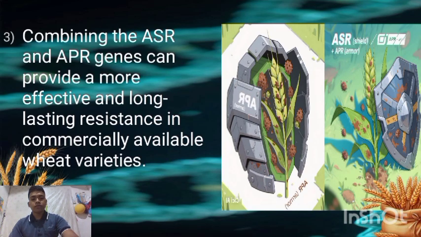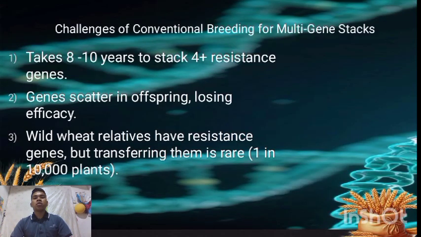These two kinds of cereal rust resistant genes came from conventional breeding, and conventional breeding has challenges because it takes 8 to 10 years to stack 4 plus resistant genes, and then the genes scatter in the offspring, losing efficacy. So they will be scattered when you are doing conventional breeding. The desirable genes will be scattered and not placed in a specific area. Then wild wheat relatives have resistant genes, but transferring them is rare, 1 in 10,000 plants.